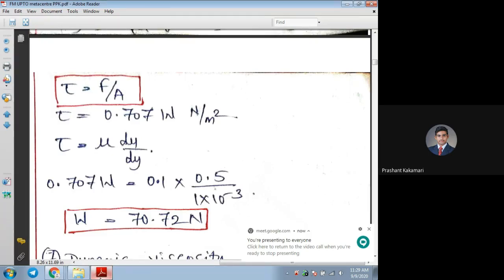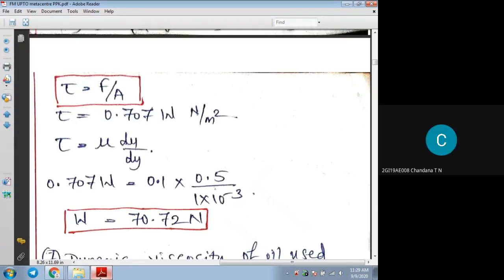So F by A is force per unit area. Force we know, force is 0.707 W. What is the area of the plate given? Can anyone unmute and tell me what is the area of the plate given in the problem? 1 meter square. So no need to write divided by 1 also. It's nothing but 0.707 W divided by 1 equal to 0.1 Newton second per meter square, the mu value. Velocity is 0.5. Distance is 1 mm, which I'll convert to meters by multiplying by 10 raised to minus 3.